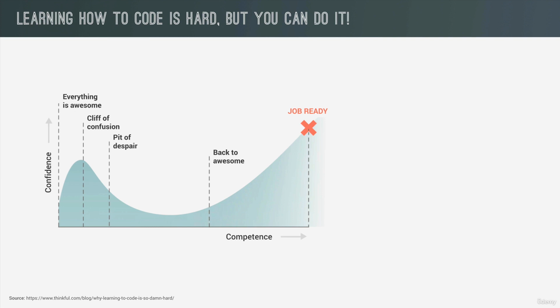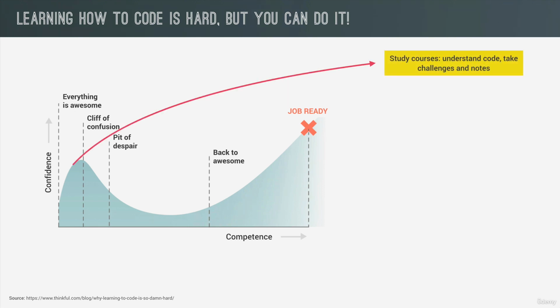So here is a very true graph that shows you how your confidence in your skills changes as you become more and more competent as a web developer. And this is useful because it allows us to plan a strategy for your learning journey. So when you start, you are in the everything is awesome phase. You are studying one or more courses or tutorials, understanding how the code works, and taking a lot of challenges, just like I mentioned earlier. Now, you're not really competent yet, but are starting to get confident and are pumped to keep going.